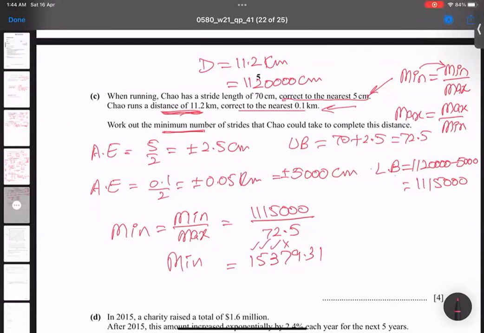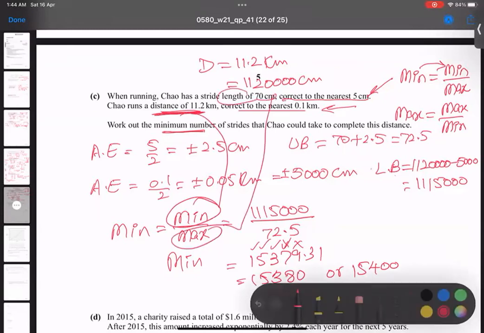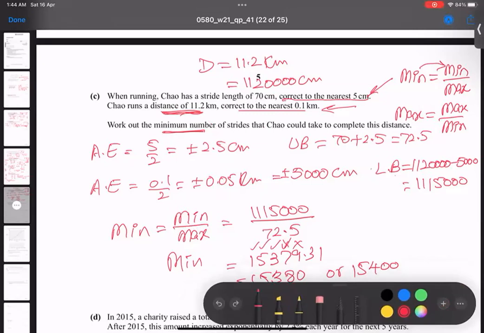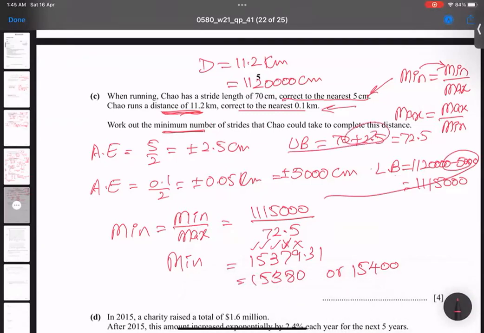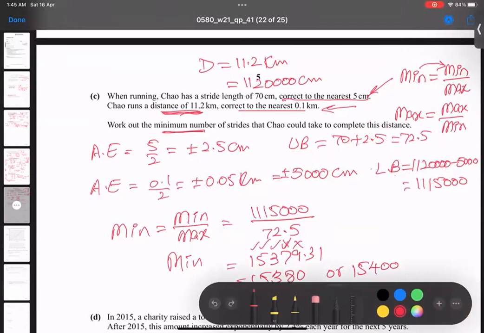For a more accurate answer, we can write even 4 decimal places, 15379.3103, or you can write 15400. Both answers are correct. So that's it, let me give a summary. For the distance I need the minimum, and for the length I need the maximum. That is why for the minimum I need the lower bound, so I subtracted, and for the length I added. I hope the point is very clear, and let's go for the next one.